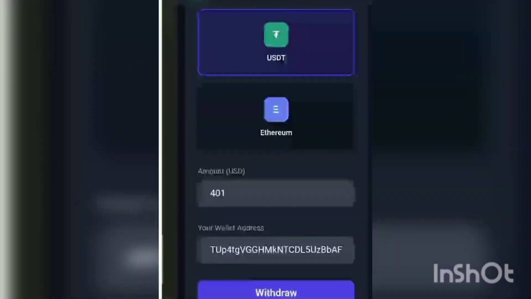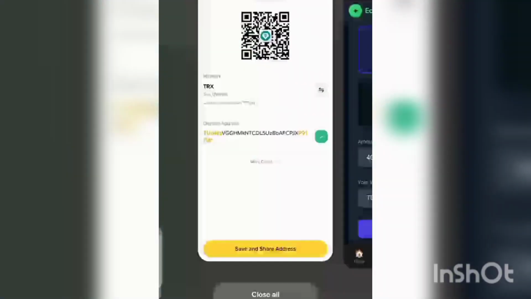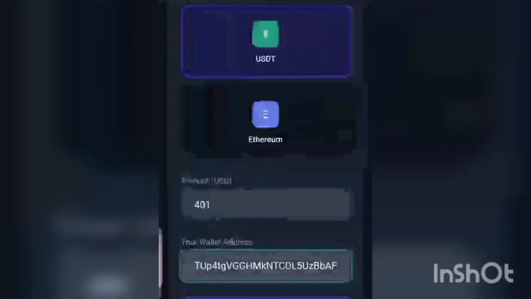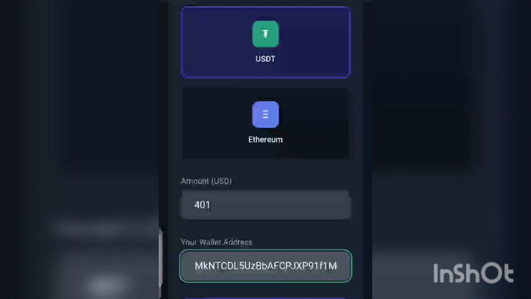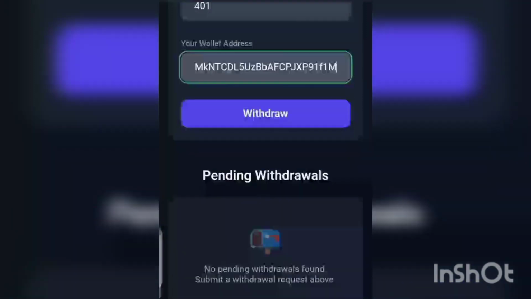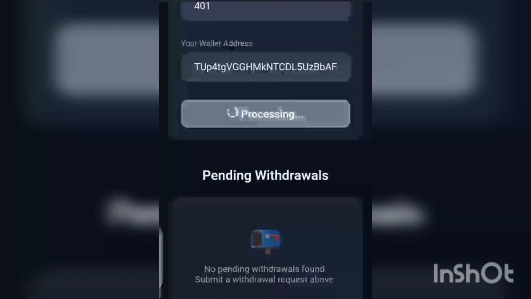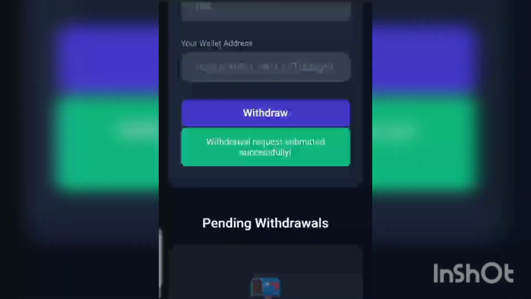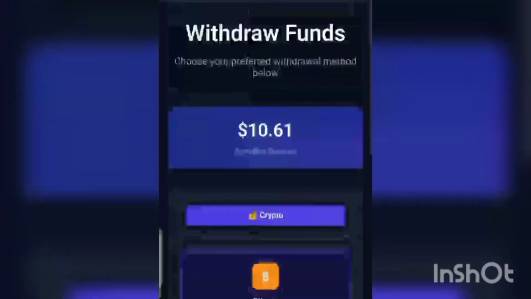We are going to be withdrawing 401, since we made 300 USDT. We made 300 USDT plus our capital, that is 411. So we are going to be leaving 10 USD here to make a withdrawal of 400. So you can see I've input my wallet. The next thing is processing. You can see the withdrawal request has been submitted, and it's very, very fast and reliable.